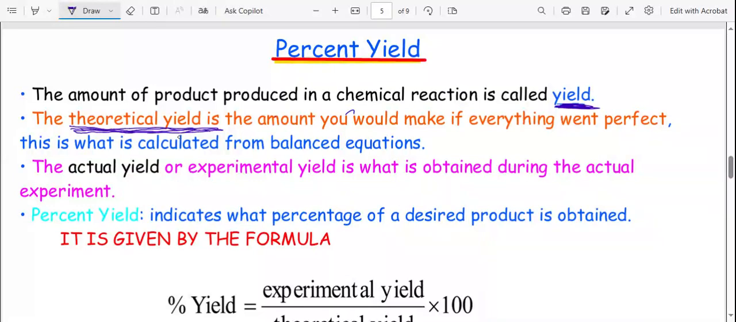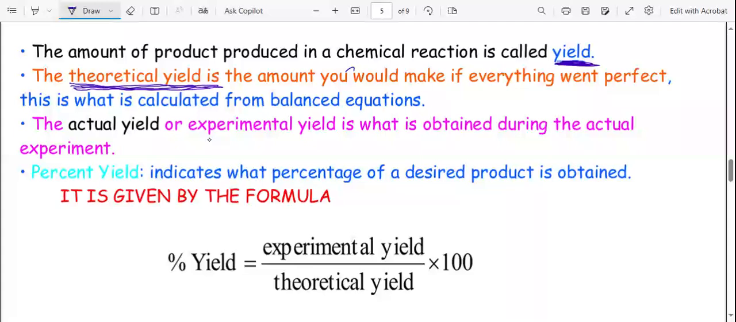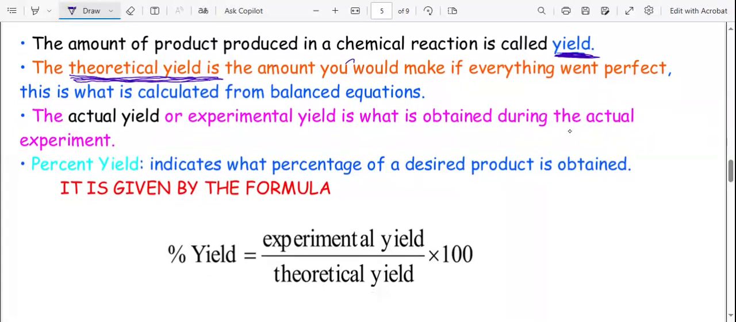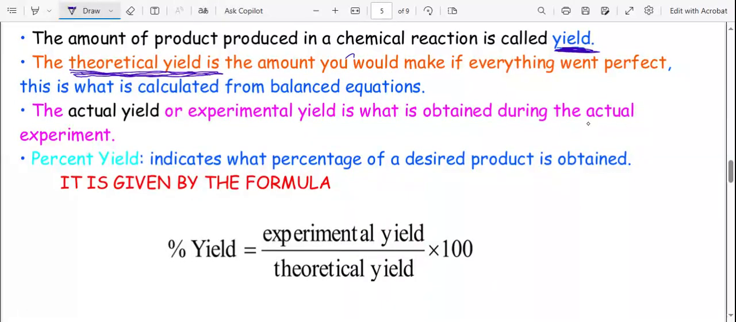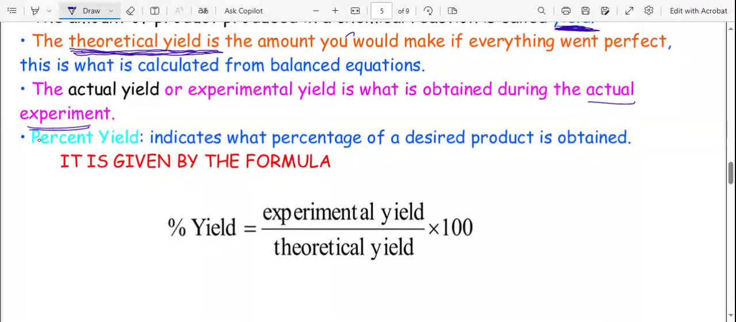So the practical is always given. The actual yield, or the practical yield, or the experimental yield, is what is obtained during the actual experiment. So you find that they have already calculated everything for you. So it's just a matter of comparing in the percentage form.